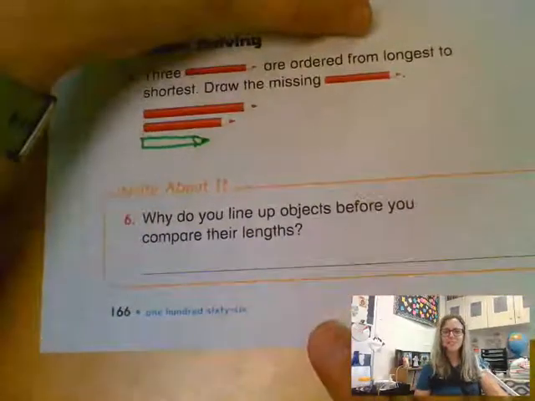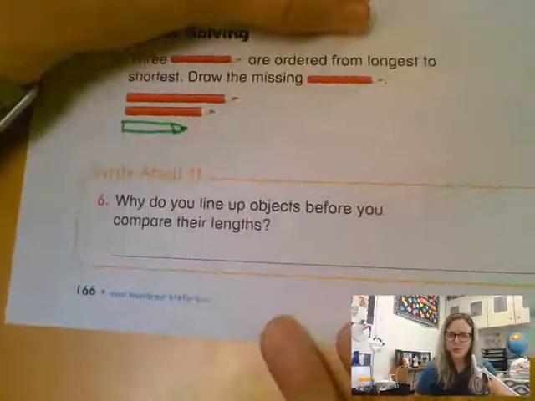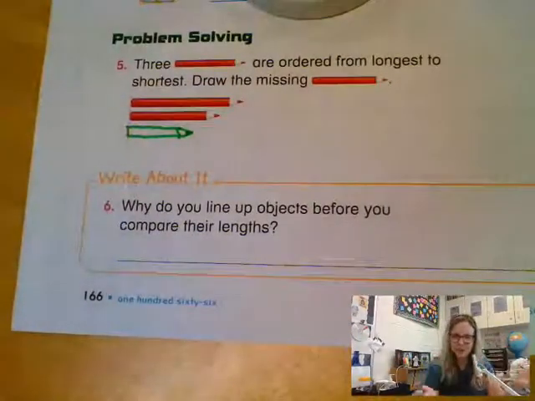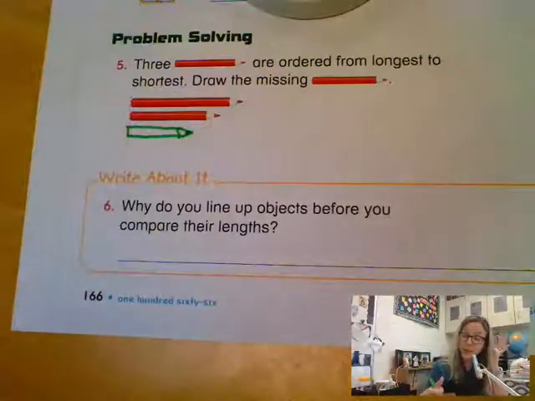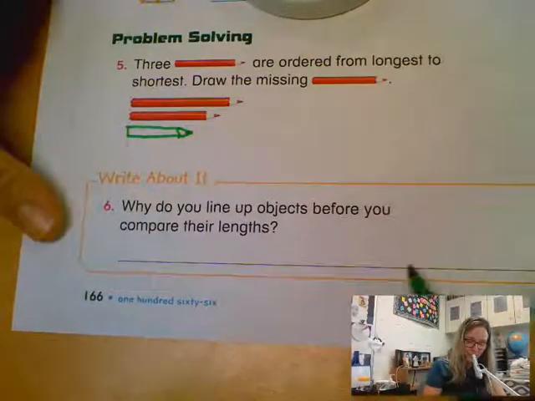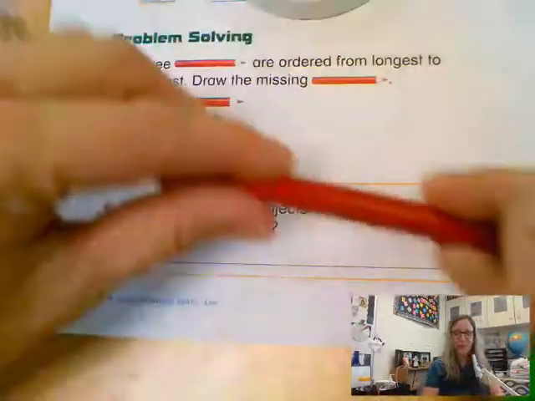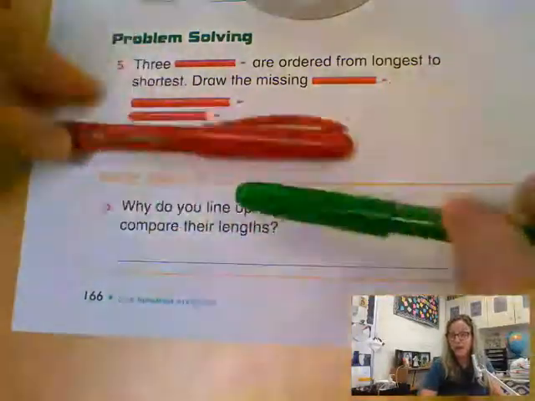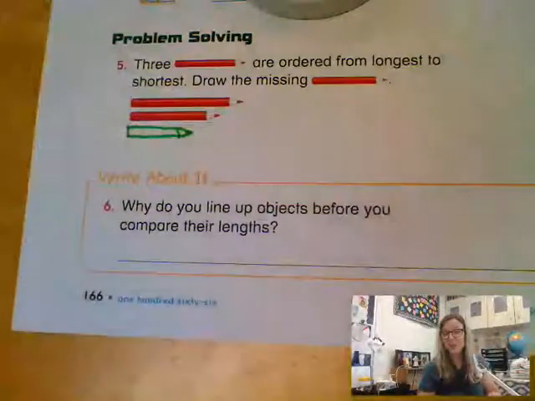And number 6 says, why do you line up objects before you compare their lengths? And if you watch the digital video first, you've already seen this, and if you haven't, you'll see it in a minute. It's important that we line them all up because if we don't, like I showed you with the pens, we don't get a fair or accurate measure of which one's actually taller.